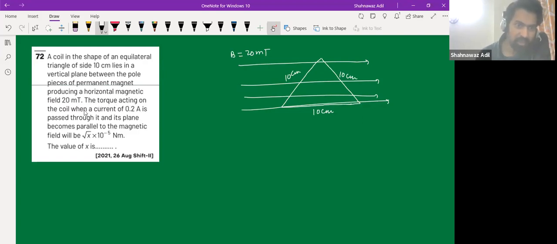The torque acting on the coil when a current of 0.2 ampere is passed through it and its plane becomes parallel to the magnetic field will be this many nano Newton meter, right? So the torque acting on it becomes this.